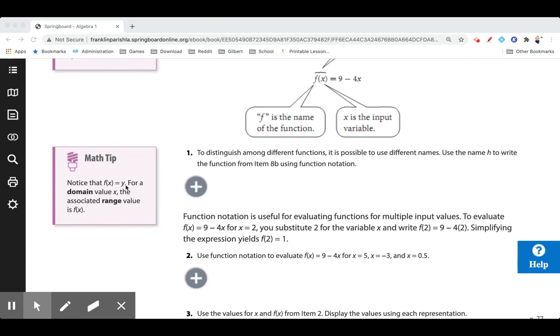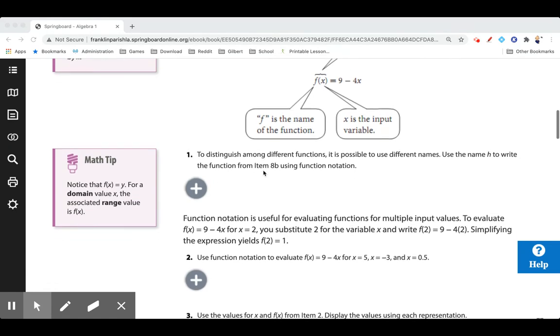Notice that the f of x equals y. It's the same thing. We just don't write the y now. We're going to write f of x. For domain values x, the associated range value is going to be f of x, which makes sense since before we had x is our domain and y is our range. Well, now y is being replaced with f of x, so f of x will be our range.